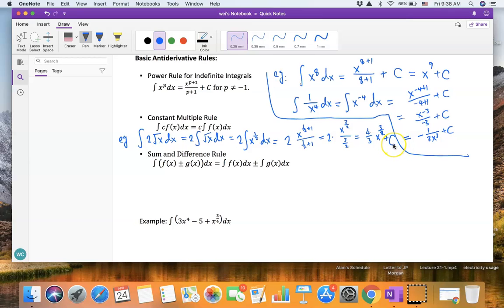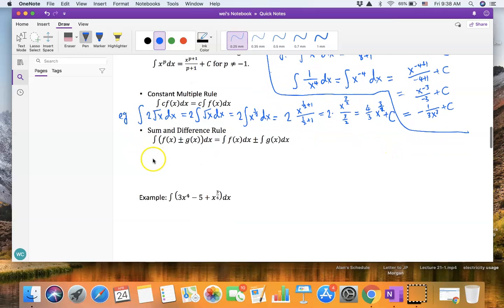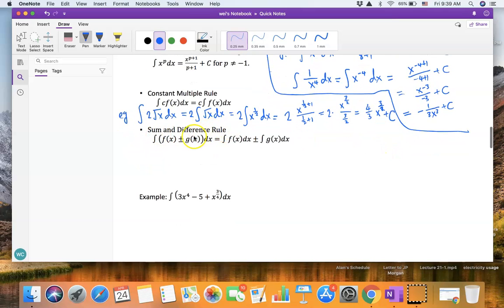Remember, we need to add this constant because the indefinite integral gives us the family of antiderivatives. Okay. The sum and difference rule says the integral of a sum or difference of two functions equals the sum or difference of the integrals of the two functions.